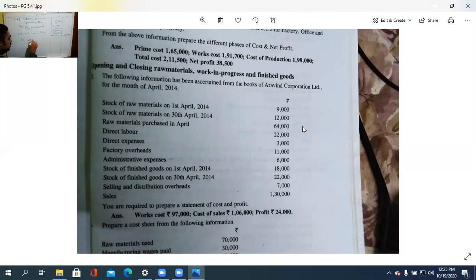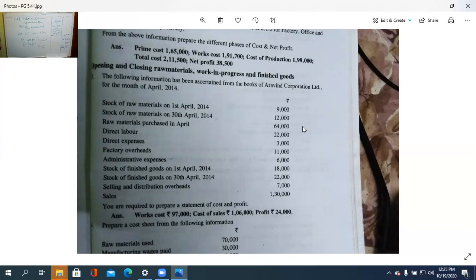Then direct wages. Direct wages is how much? Direct labor, same. Wages or labor, how much it is? 22,000. Then direct expenses, that is how much? 3,000. So it is prime cost. 61 plus 22 plus 3, 25. So 61 plus 25, how much? 81 plus 5, 86,000. That is the prime cost.